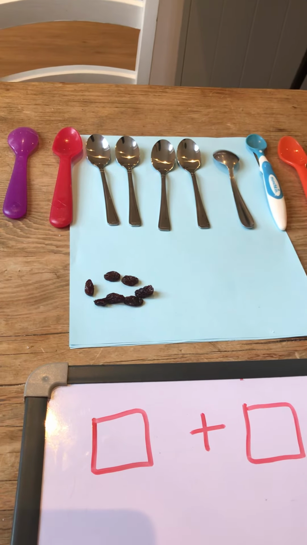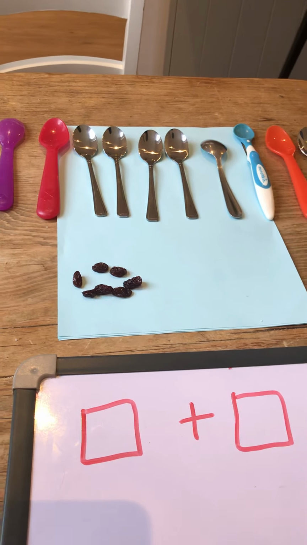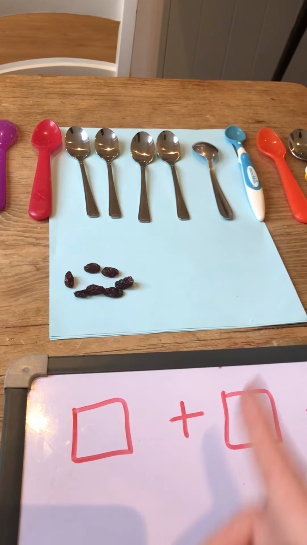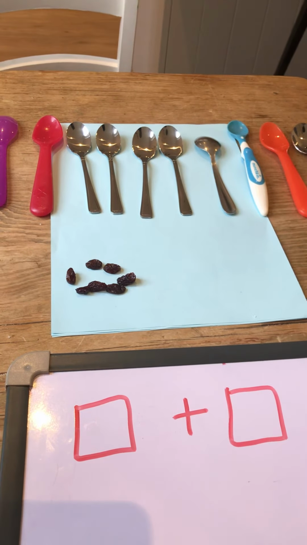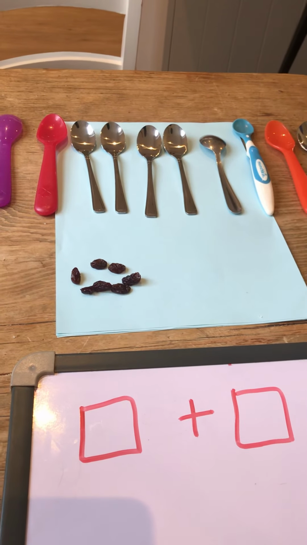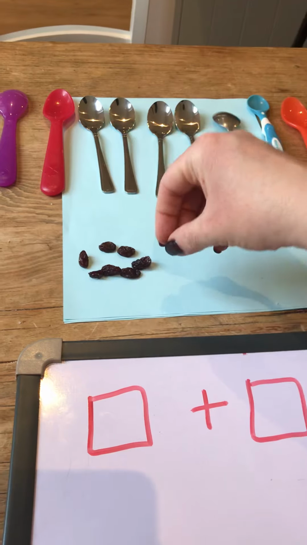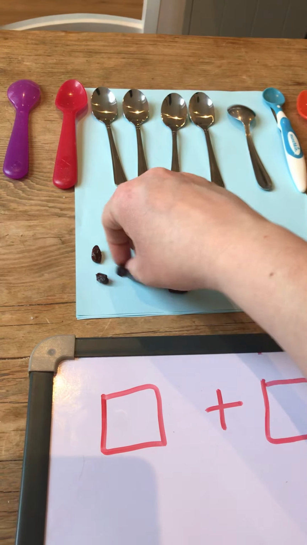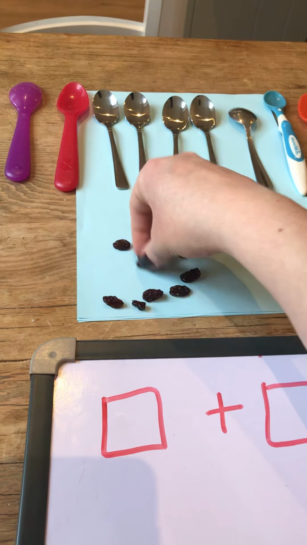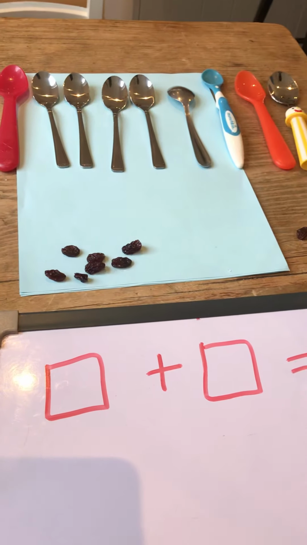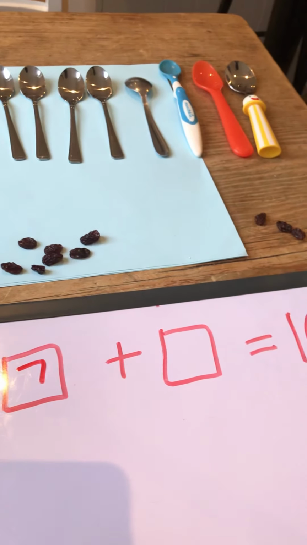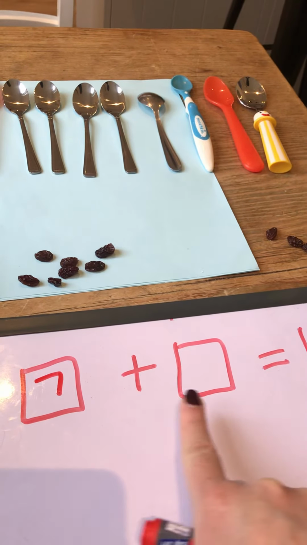If you ever make a mistake, mistakes are where we learn from. I just dropped a raisin. I need to know for sure that there are 7 within that group, so I'm going to check again. 1, 2, 3, 4, 5, 6, 7. Yeah, 7. So 7, add 3.